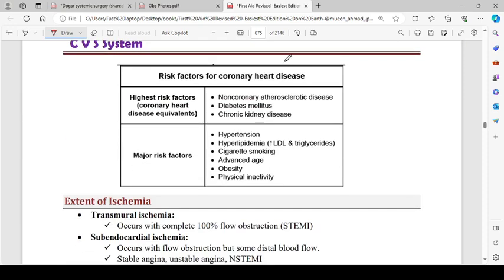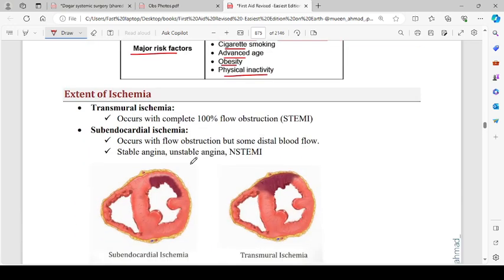Okay, then we have the risk factors for coronary heart disease. Highest risk factor coronary heart disease equivalents are non-coronary atherosclerotic disease, diabetes mellitus, and chronic kidney disease. The major risk factors are hypertension, hyperlipidemia, increased LDL and triglycerides, cigarette smoking, advancing age, obesity, and physical inactivity.